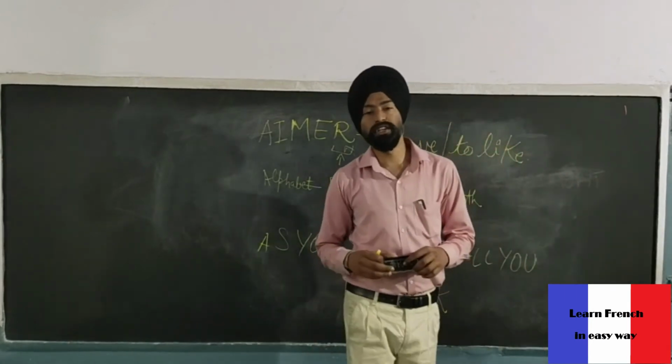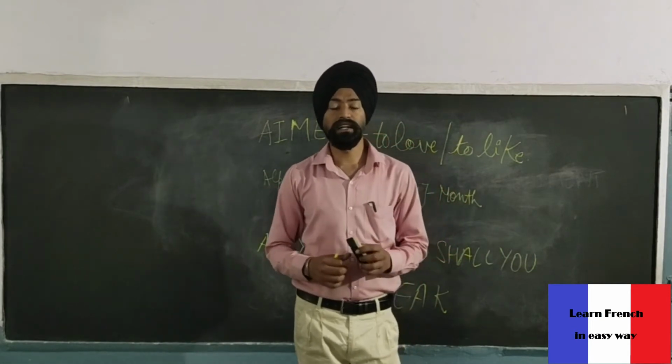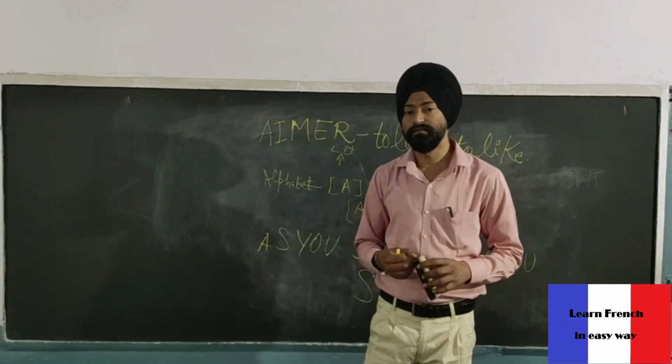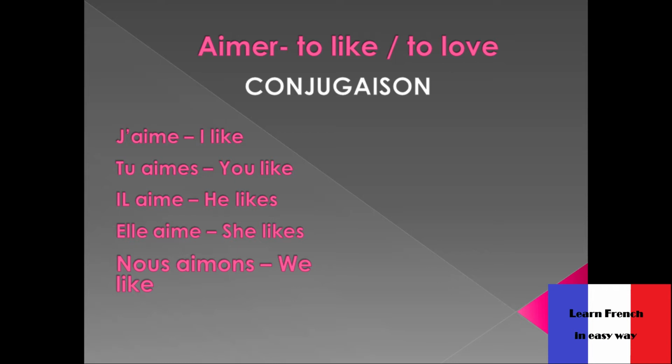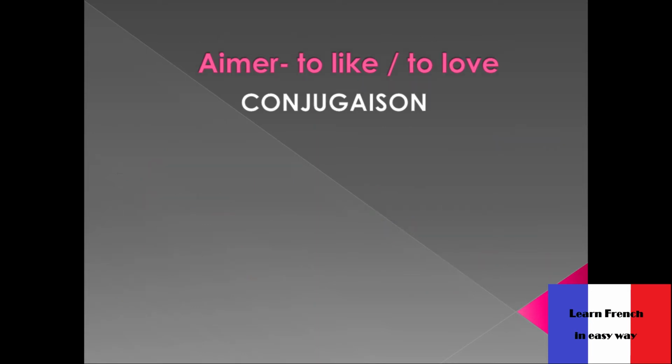So now coming on to the conjugation of this verb aimer with the subjects. Conjugation is how the verb is used with the subject, giving it a meaning. So here is the conjugation. J'aime, I like. Tu aimes, you like. Il aime, he likes. Elle aime, she likes. Nous aimons, we like. Vous aimez, you like. Ils aiment, they like. Elles aiment, they like, feminine. So now let's understand each conjugation in detail.